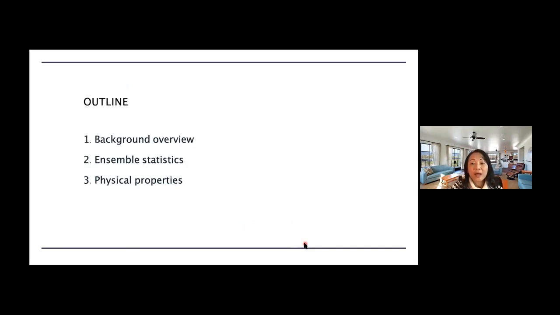So just a quick outline. Basically, to answer the question of how gaseous halos depend on halo mass, I'm gonna approach this from two different angles. First, I will outline what we have learned based on the ensemble statistics, average properties around different halo populations. And then I will move into more detailed discussion about different physical properties of individual halo content. But before we get into the detail, I'd like to cover some brief background overview just to bring us on the same page.